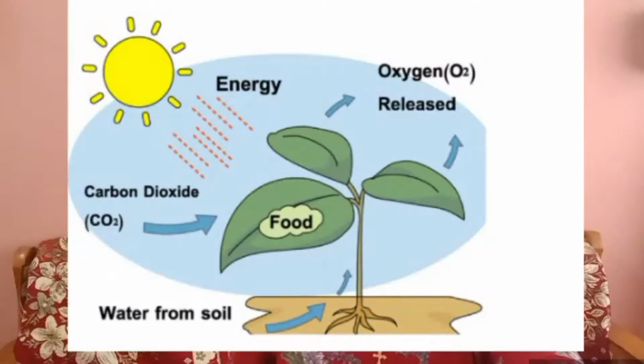As a whole, you can define photosynthesis as a process by which green plants use energy from sunlight to convert carbon dioxide and water into glucose. In this process, oxygen gas is released as a byproduct. So this is how you can define photosynthesis.